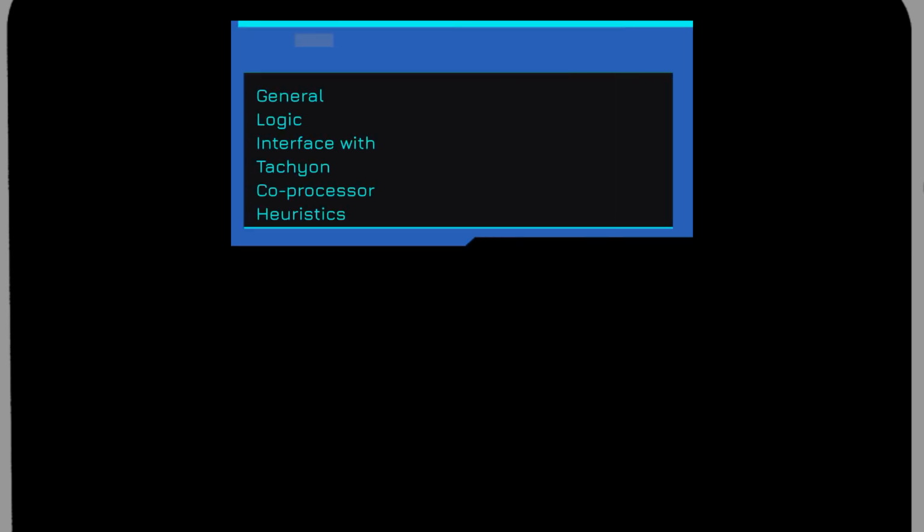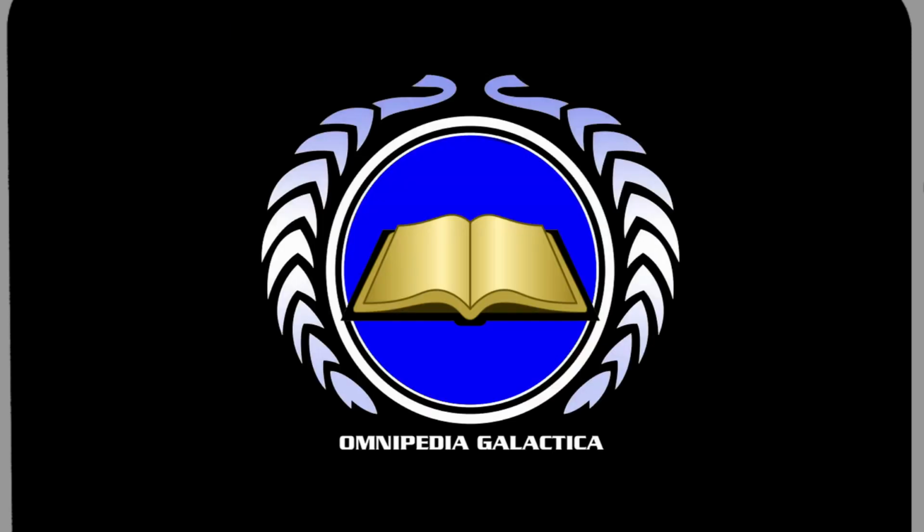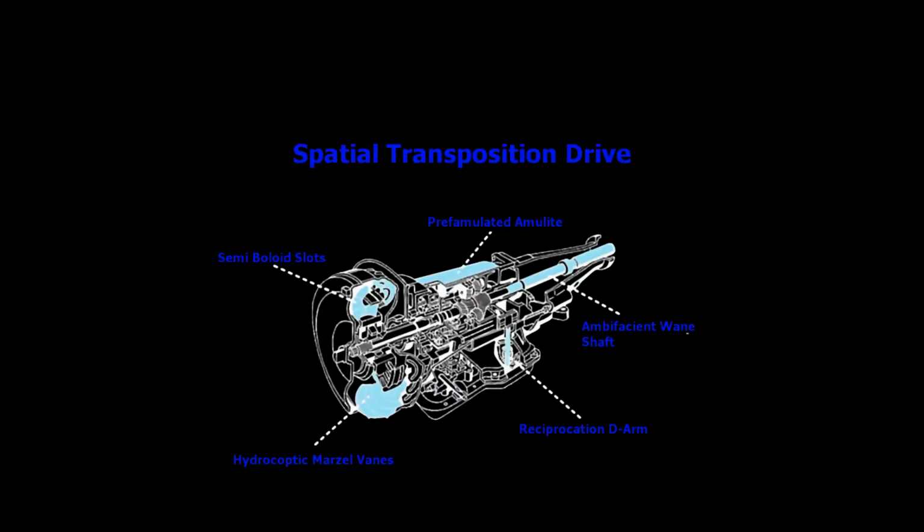The general logic interface with tachyon coprocessor heuristics is now online. Accessing Spatial Transposition Drive, STD. The Spatial Transposition Drive, or STD, is the means by which spacecraft engage in faster-than-light travel across the known galaxy.